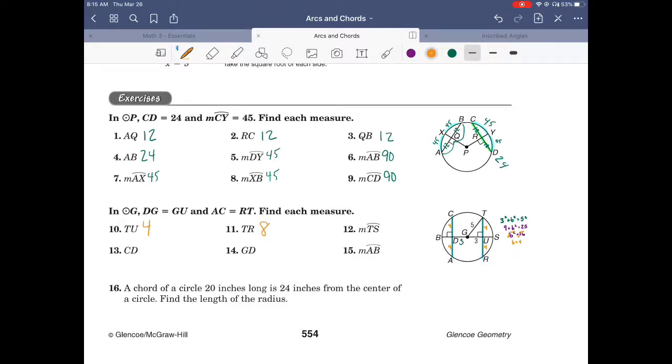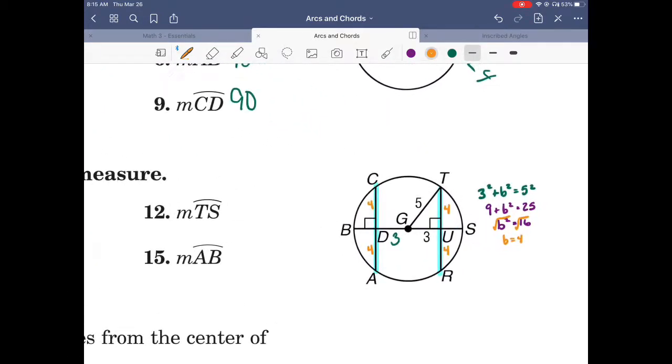The measurement of TS, we're going to come back to finding the measure of TS because we didn't fill that one out already. CD, we said was 4. GD, we said was 3 because it was congruent to GU. And the measure of AB. So we need to figure out both the measure of TS and the measure of AB, which we know in this case are going to be the same measurement since they are in the same spot. Okay, and they have similar sections.